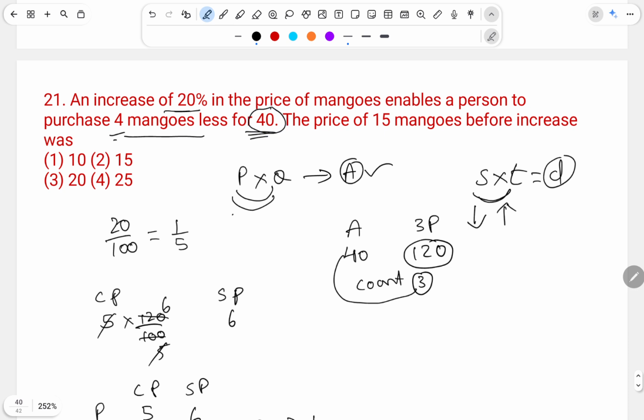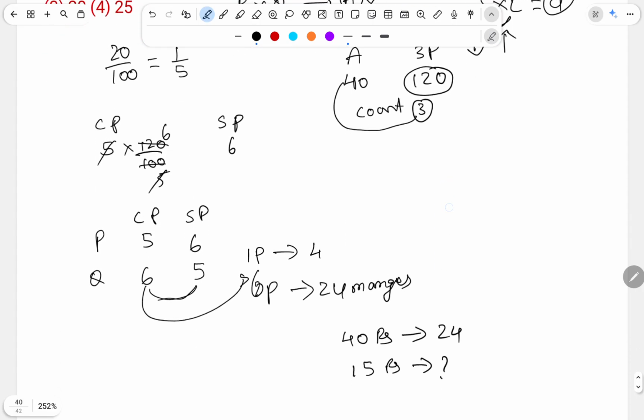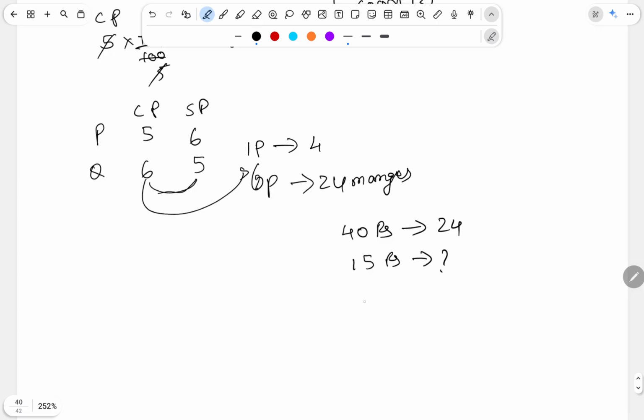So for 40 rupees, if a person gets 24 mangoes, for 15 rupees he will get how many mangoes? 15 by 40 into 24. 8 3s, 8 5s.